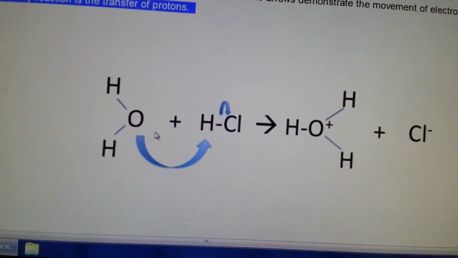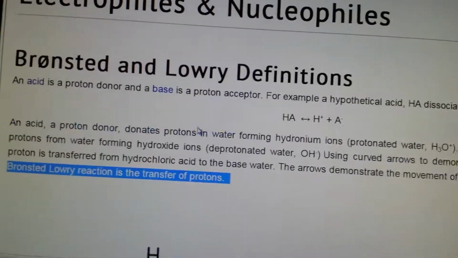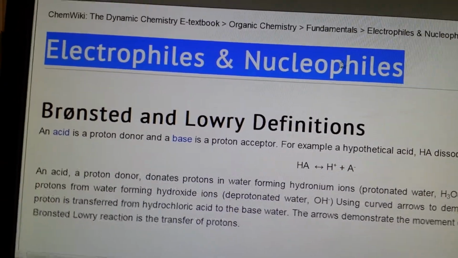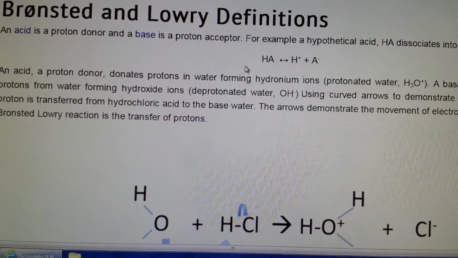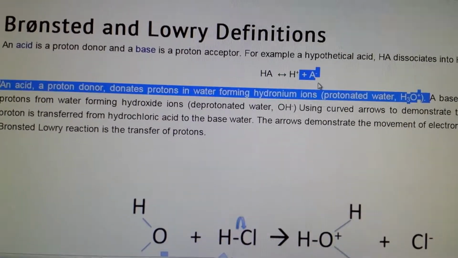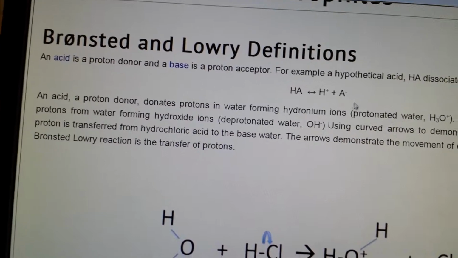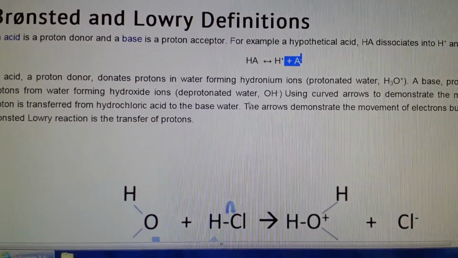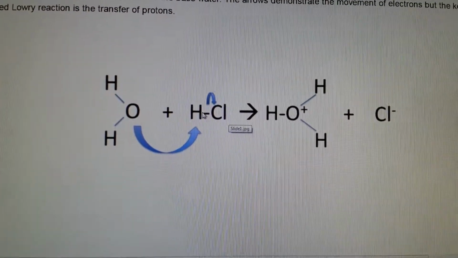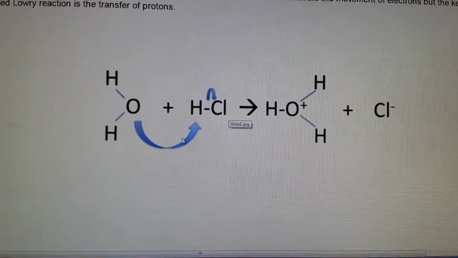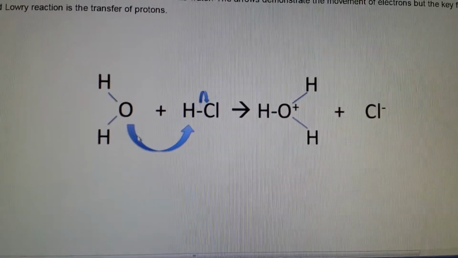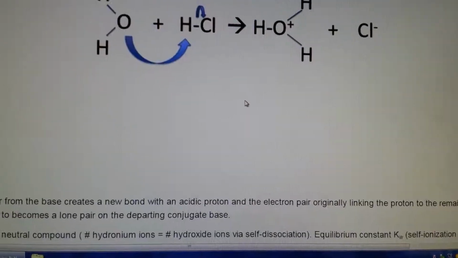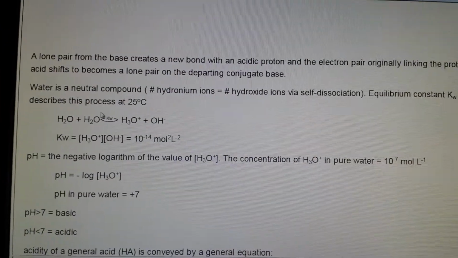So this happens here. The topic we're talking about is electrophiles and nucleophiles. What are these things? Electrophiles and nucleophiles, and this is a definition from the Brønsted-Lowry definition. So first, this is water picking up a proton by donating electrons from oxygen. Chlorine is leaving, plus water plus. And what else do we see here?